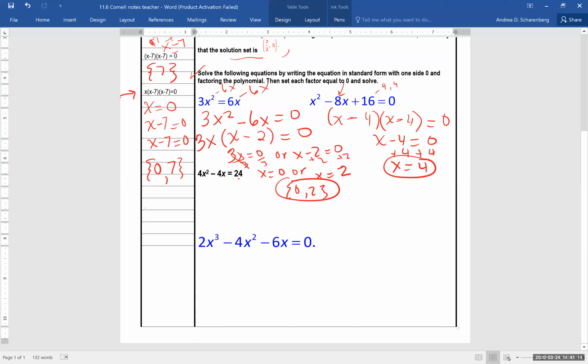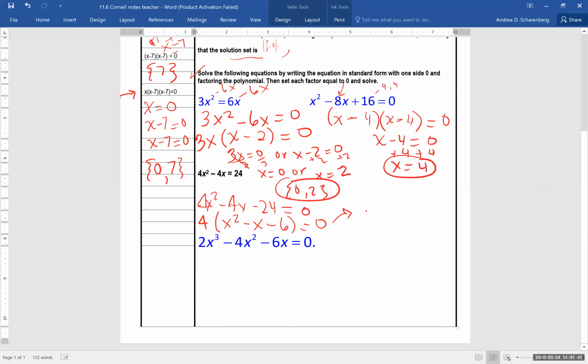Right here, first off, I need to get the 24 moved over. Okay, so I have 4x squared minus 4x, and I am moving over the 24. That will be a minus 24. And then don't forget, equals 0. I'm going to factor out a 4. So I have x squared minus x minus 6 equals 0.